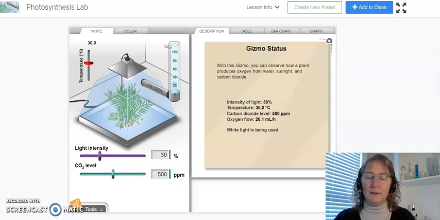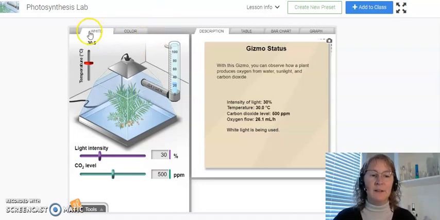The goal here is to design the ultimate greenhouse with the best light intensity, best carbon dioxide level, ideal temperature, and ideal color. And you're going to use your Gizmo account in order to simulate these conditions in order to solve this little problem. So log into Gizmo.